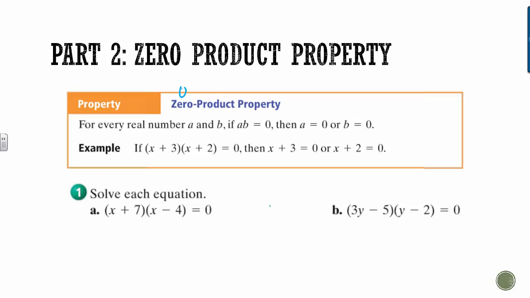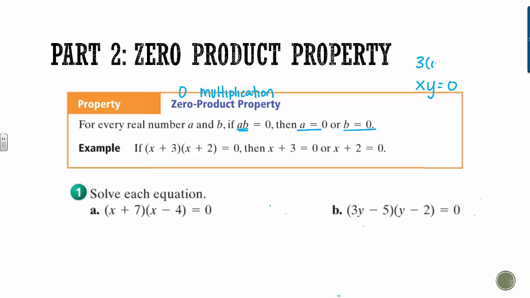0 is just the number. Product, remember, means multiplication. And that's basically what this property says, that for every number a and b, if you multiply them together and they equal 0, the first one has to be 0 or the second one has to be 0. So stop and think about what that means. If you have 2 numbers, like x times y, and I tell you when they multiply together they give you 0, one of these numbers has to be 0.